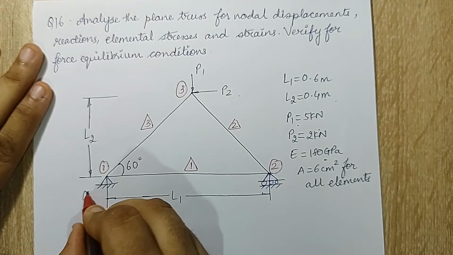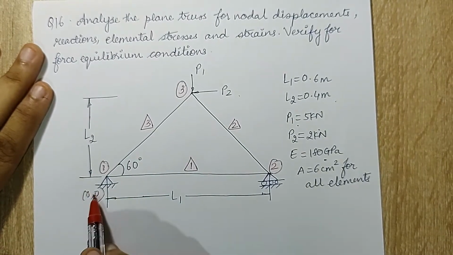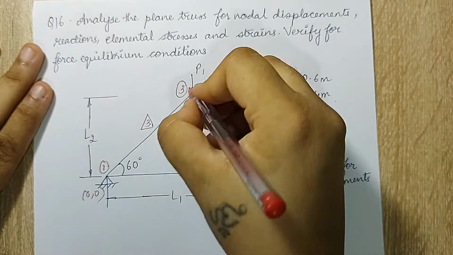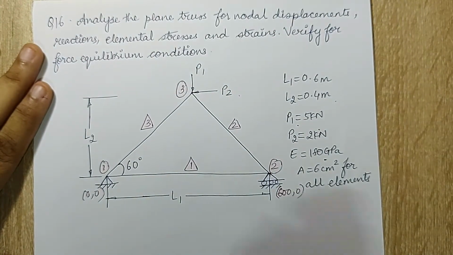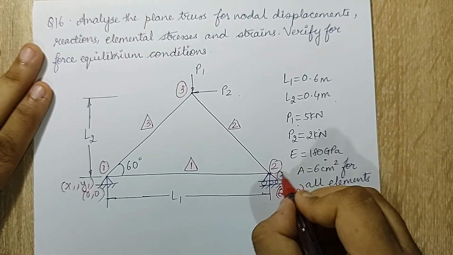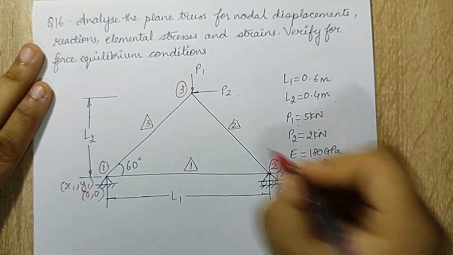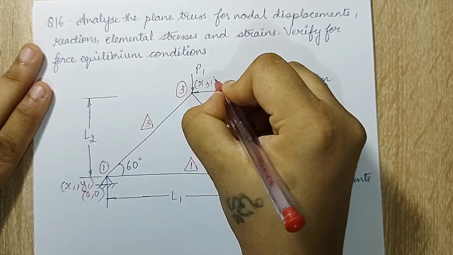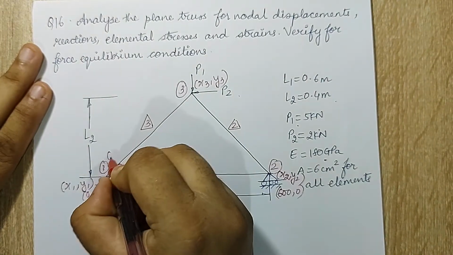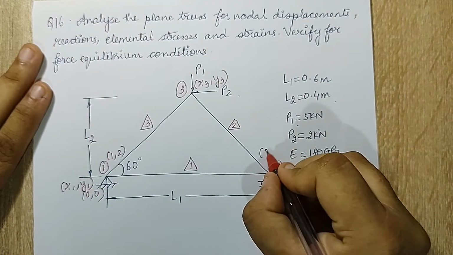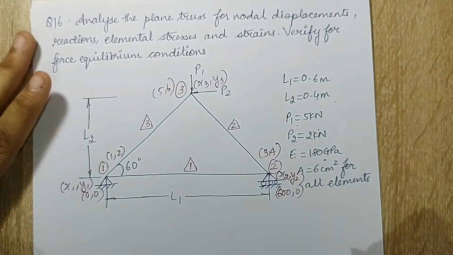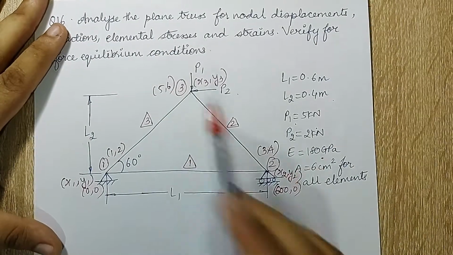Here let me say it is 0, 0. So this will be 600, 0, and this I have to calculate. Okay, let's mark this as x1, y1, this as x2, y2, and this as x3, y3. Also, I need to mark the degrees of freedom. So this will be 1, 2, this will be 3, 4, and this will be 5, 6. Now the only thing left over here is this coordinate.